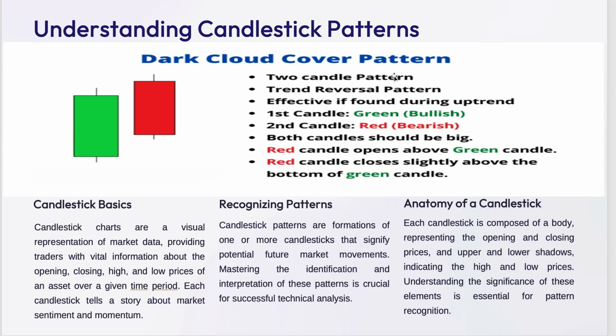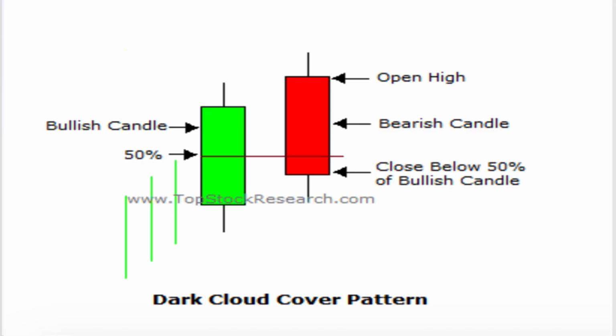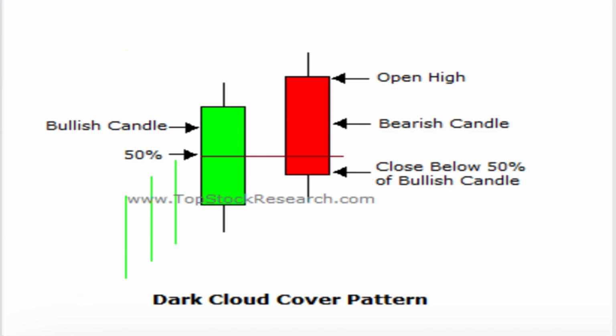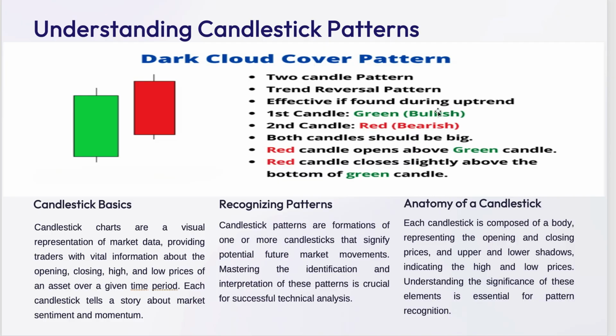You have two candle patterns, 1 and 2, a trend reversal from green. Almost all of these, assume these are all green. You can see here these are all green, and then it comes up here. Then the effect is found during an uptrend, so consider this a continuous uptrend. First candle green bullish, second candle bearish. Both candles should be big.